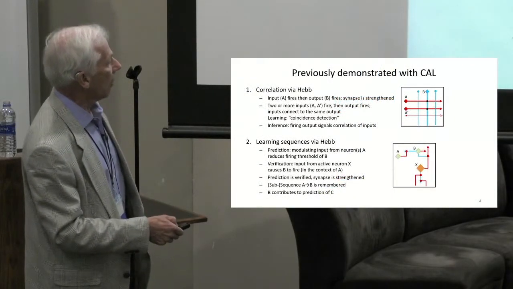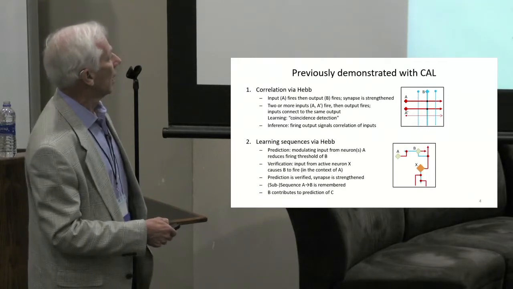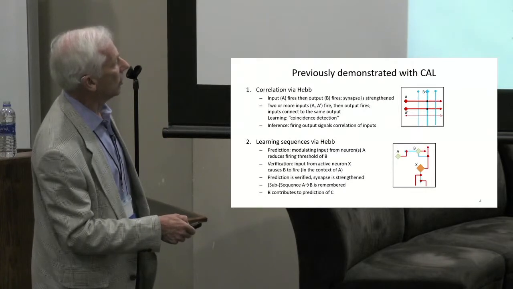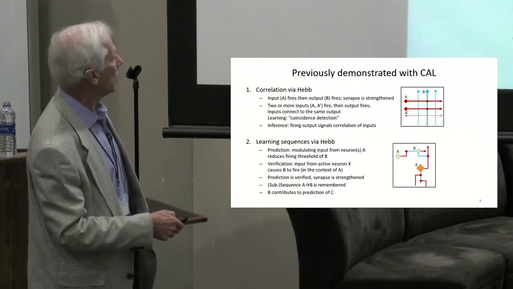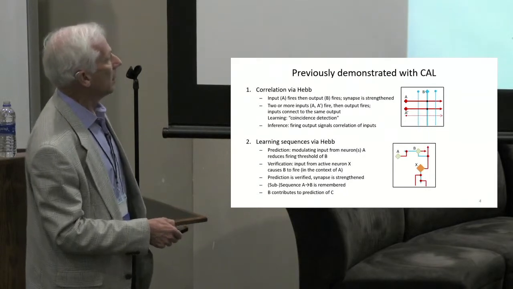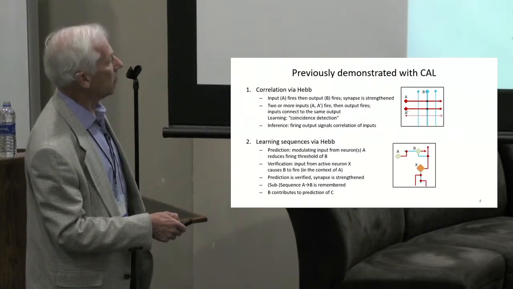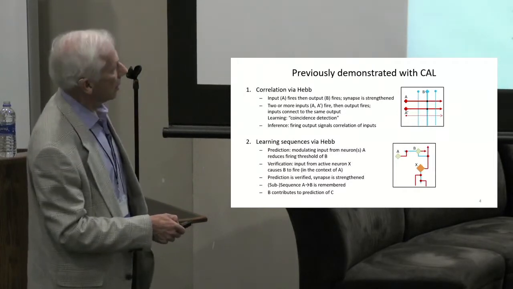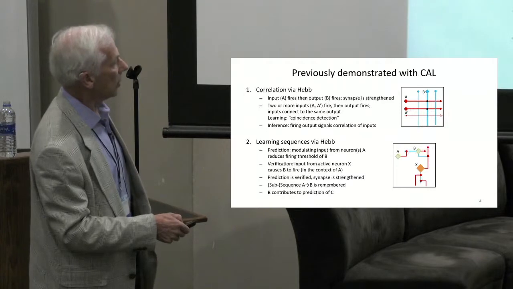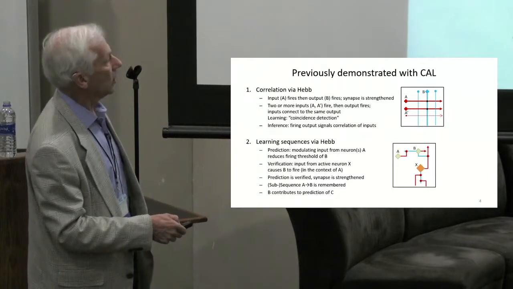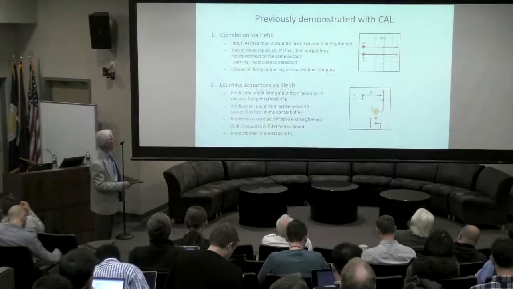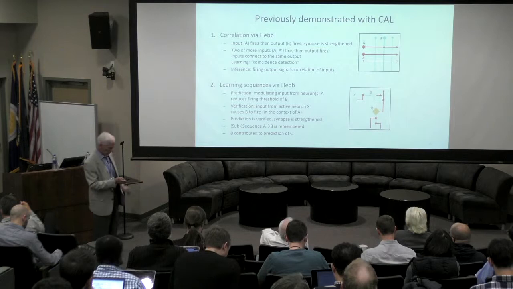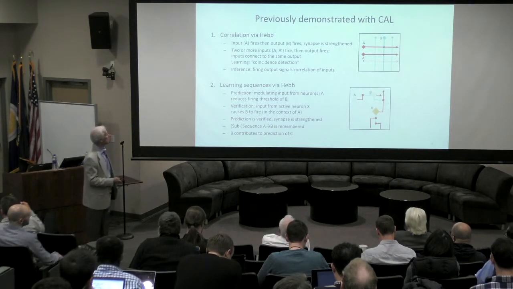So that verification then is fed forward. It doesn't say it here, but the verified signal from B is fed forward, and the synapse between A and B is strengthened. So now we've memorized the subsequence, the part of the sequence that is A and B, and then in turn, B's activation may contribute to the prediction of some C further on in time. So in that way, sequences get learned.